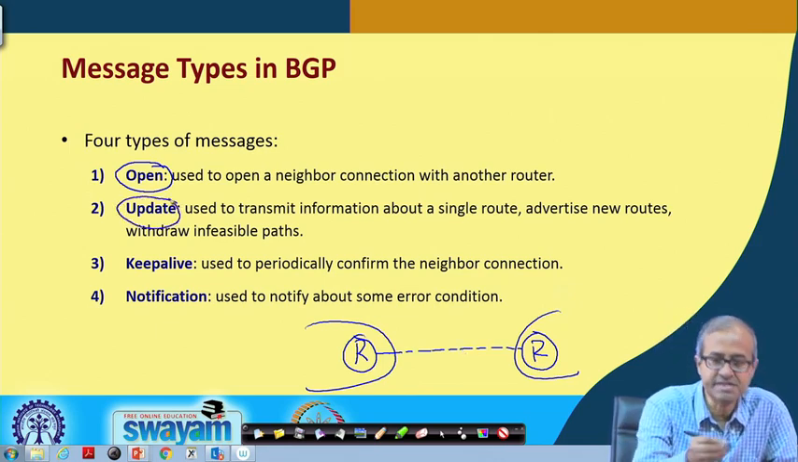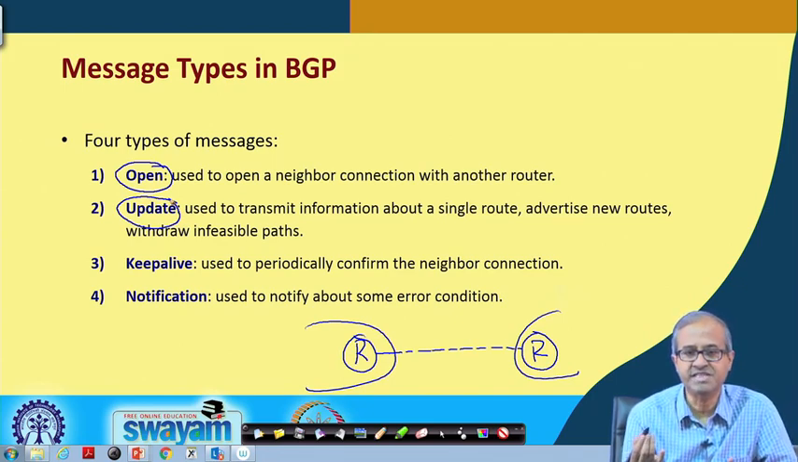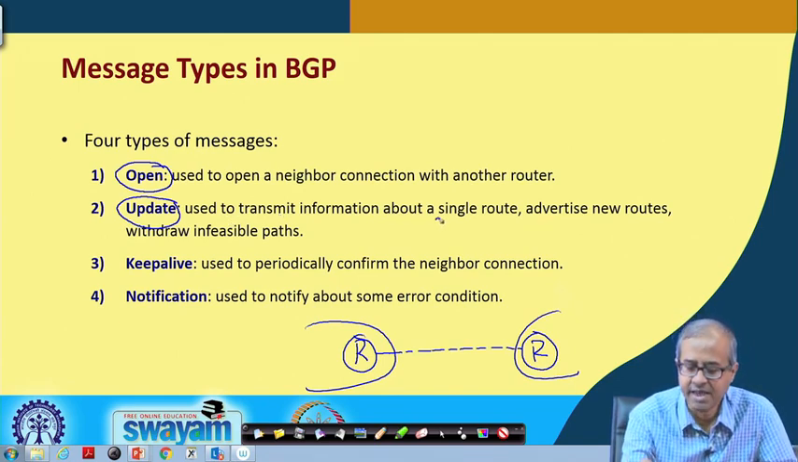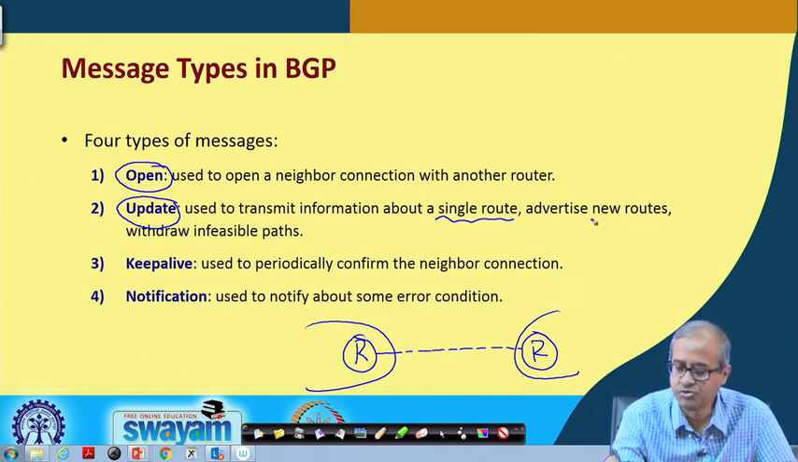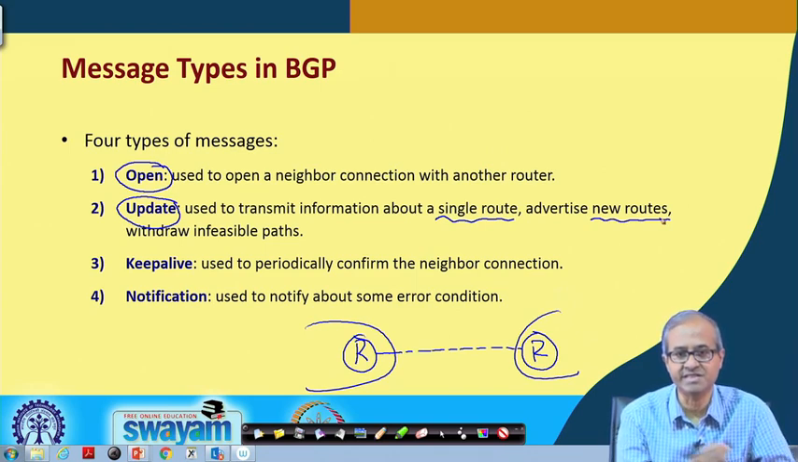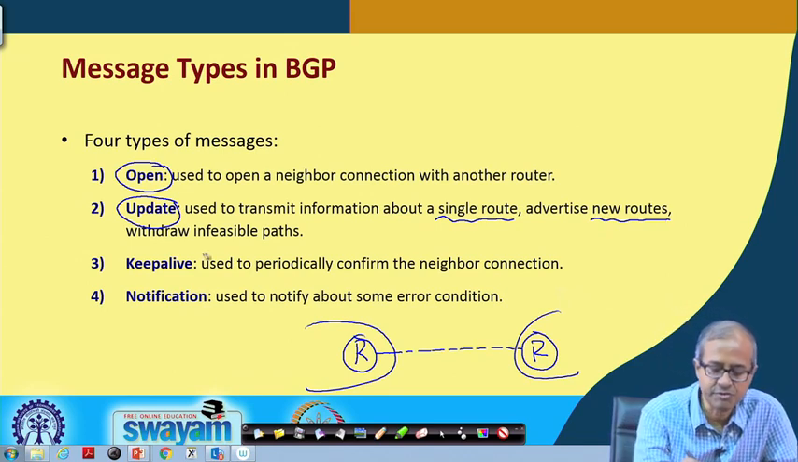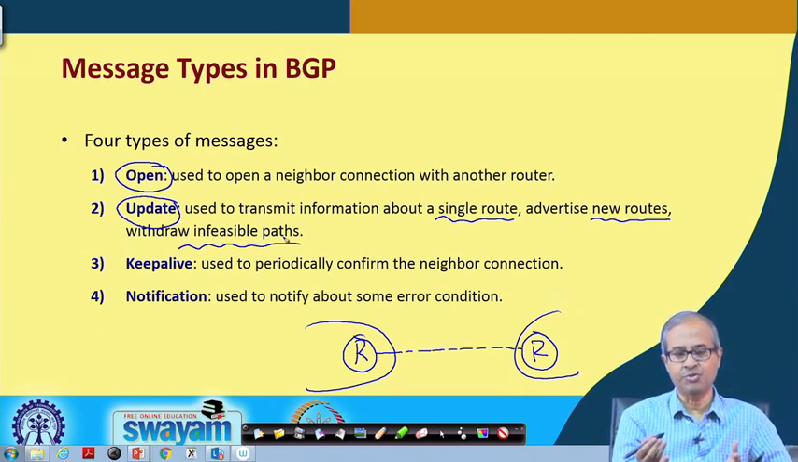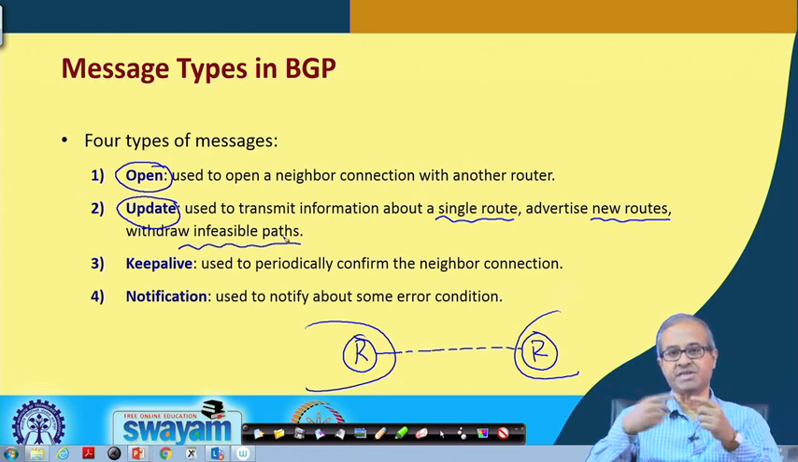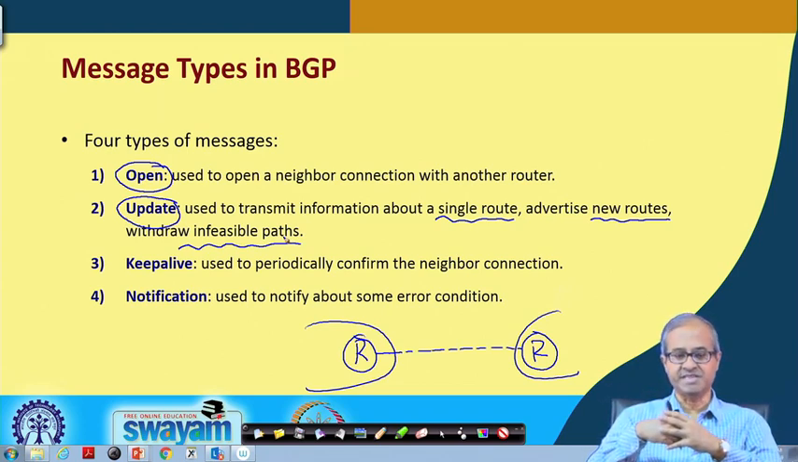This update, as the name implies, sends information about changing routes. So, they can transmit various kinds of information, like about a single route, the route changes, some link goes down, some link comes up. Some new routes which are created, maybe a new link is established, some new router connections have been established, so some new routes will come up, that kind of information is also shared. And of course, some of the paths may become infeasible because some of the links are too slow, or maybe some link has gone down, that information can also be sent using these update messages.